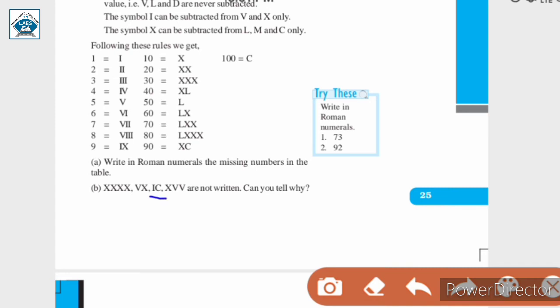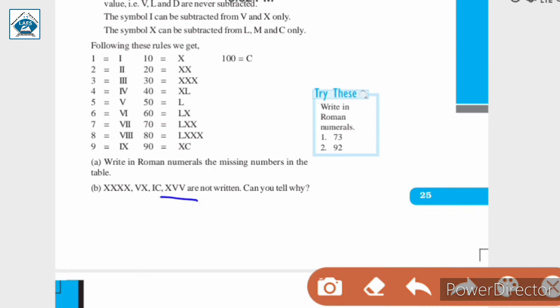Next, IC cannot be written. I can only be written to the left of V or X. That means 1 can only be written with 5 and 10. Here also we have that rule. It is given that I can be subtracted from V and X only. So if we write IC, then we will have to subtract I from 100. But that is not the rule. So we cannot write IC.